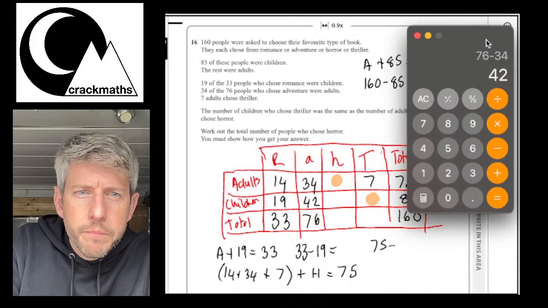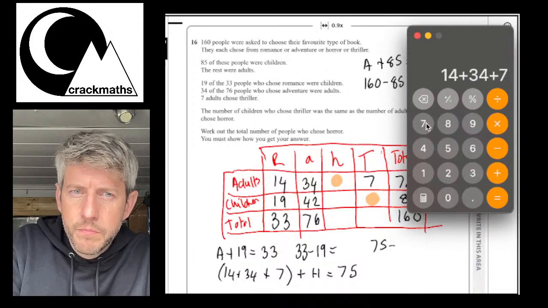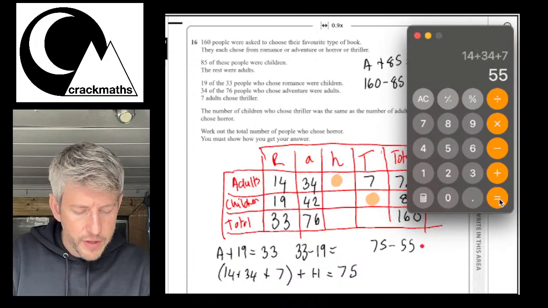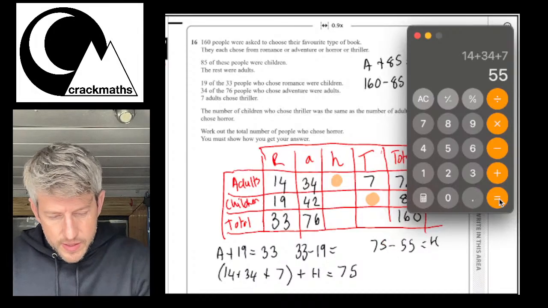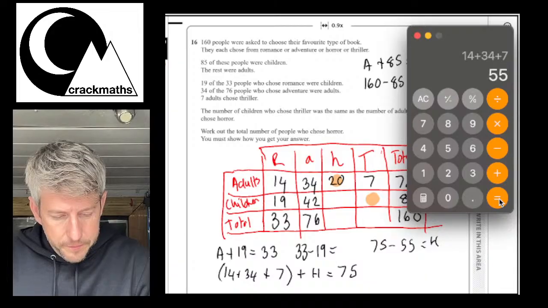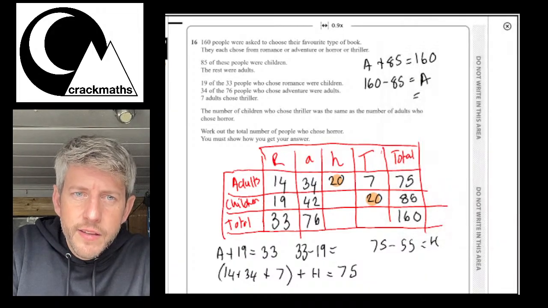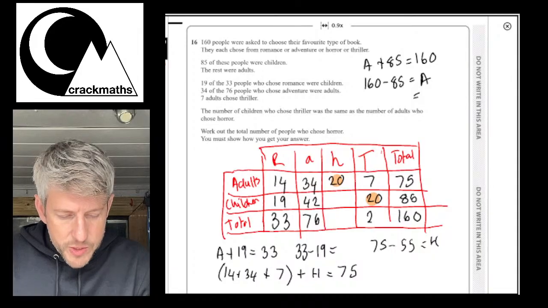So we've got 14, add 34, add 7. So that's 55. So 75 take away 55 will equal the horror. 75 take away 55 is 20. So that means 20 goes here and 20 goes there. Now I can see that if 20 goes there, then this is the total of that. So that would be 27.